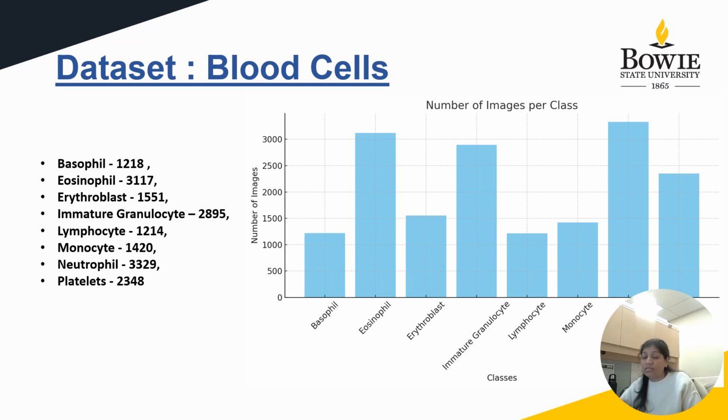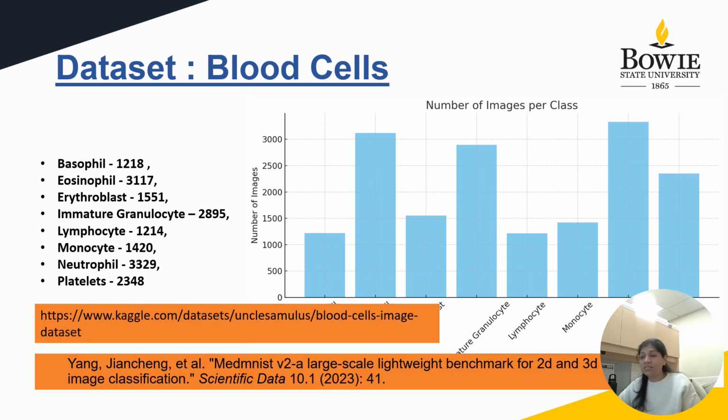And for this paper, we use the blood cell data sets, and it has 8 different classes, including basophil, eosinophil, erythroblast, immature granulocyte, lymphocyte, monocyte, neutrophil, and platelets. On the right side, the bar chart shows the data distribution. This dataset is publicly available on Kaggle and we use it from there. This dataset is also included in the MedMNIST version 2 paper, which was published in 2023.